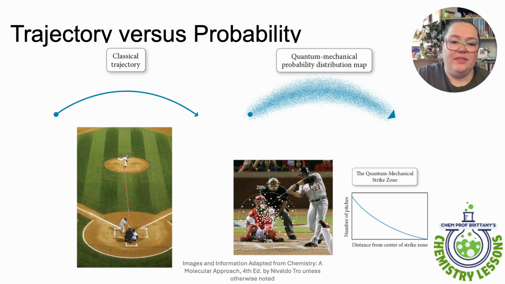And so this is where we get the sort of fuzzy s orbital model of the atom, where it's fuzzy but it's dark in the center and sort of lightens up on the way out. This is what we're talking about. It's the quantum mechanical probability distribution map. So in the case of a baseball pitch, we've got this high concentration in the middle, lower concentration further out.